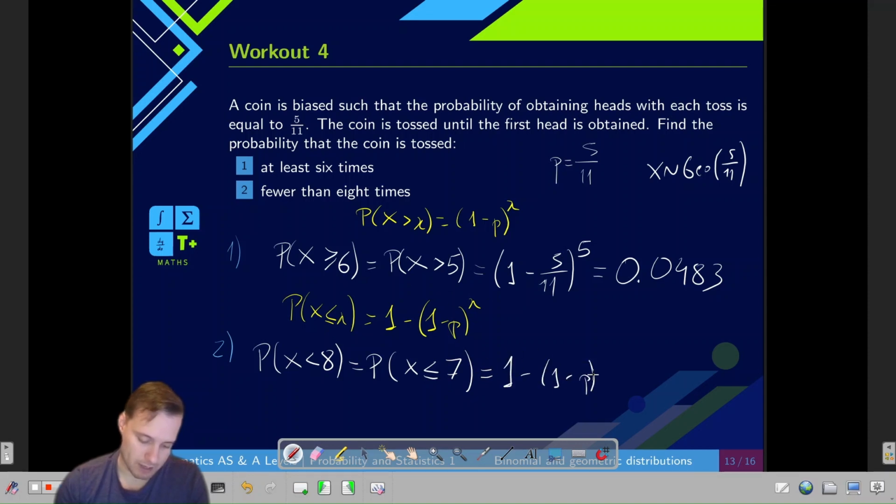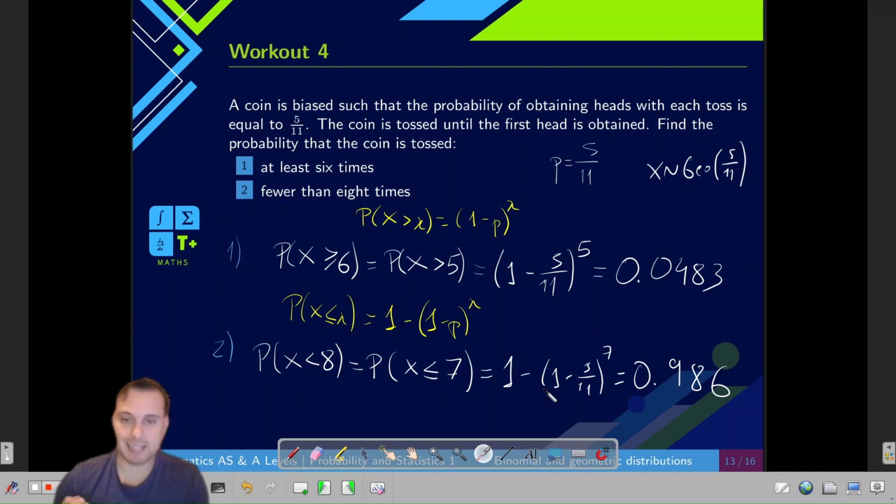So in this case, I'm not going to write p because I have the value of p. My p is 5 out of 11. That's 1 minus (6 out of 11) raised to the power of 7. I'm going to plug that into the calculator, and I'm going to get 0.986.